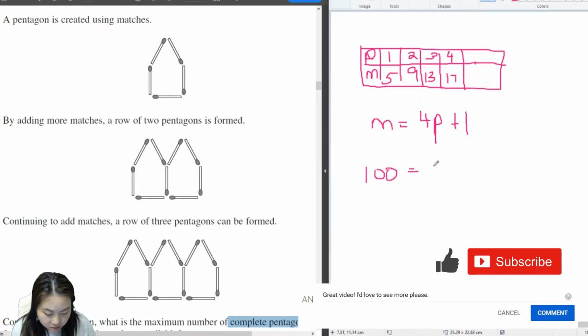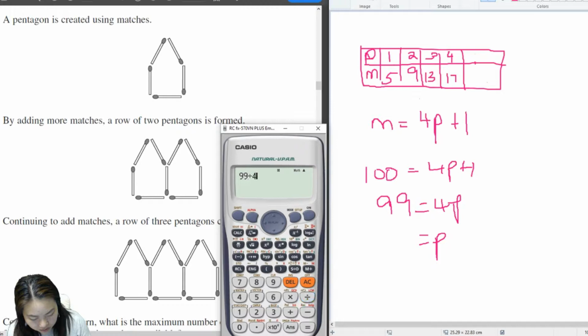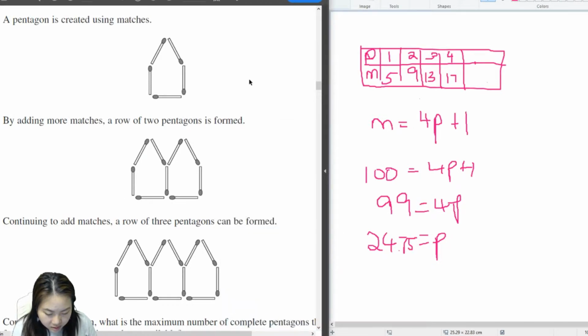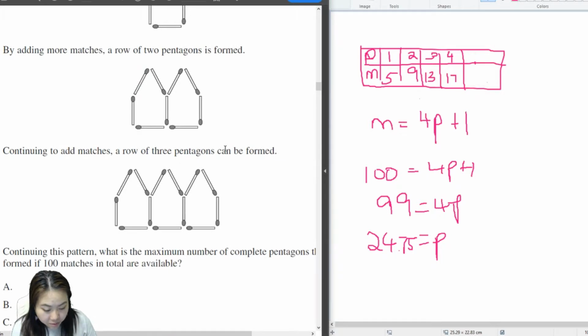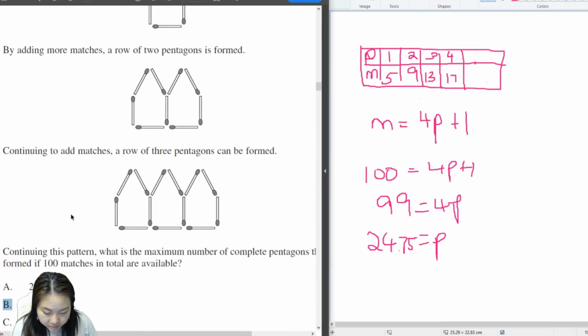Now that we have the equation, we know we have 100 matches. How many pentagons can we make? I'm going to minus 1 from both sides and divide by 4 on both sides. 99 divided by 4 is 24 3/4 of a pentagon. Now obviously we can't have 24 3/4 of a pentagon, so the maximum amount that we can make is 24.